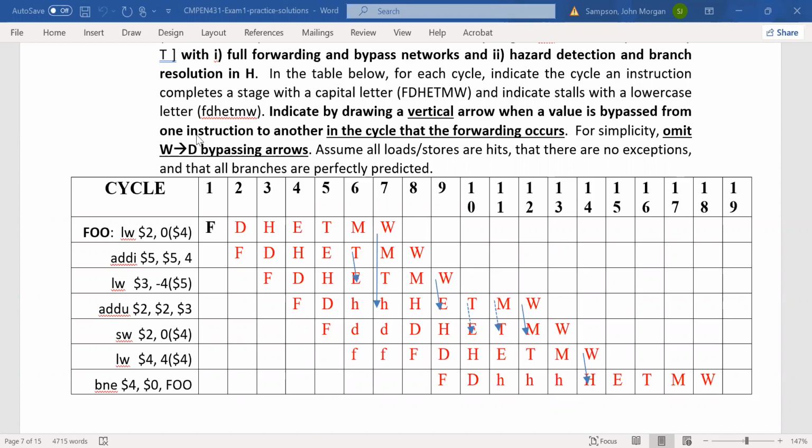Okay, so load into 2, I have a consume that is happening here. Add into register 5, consume that is happening here. Load into 3, nothing uses it. Oh, sorry, load into 3 that's used here. Add into 2 is used in the store word, which consumes late, and then load into 4 is used in the branch.